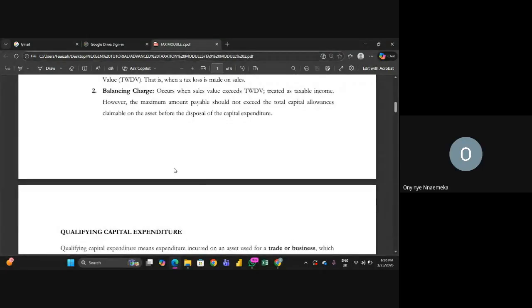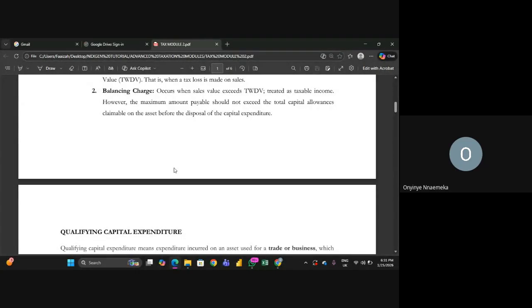Okay. So I said that the cost of the asset is 500,000. You bought the asset for 500,000 naira, right? And then you sold the asset. But when you sold the asset, the tax written down value of the asset is 250,000. Remember that tax written down value is cost minus the total capital allowance. Let's not use 250,000. Let's say the tax written down value is 200,000. You bought the asset for 500,000, tax written down value is 200,000. It means that you have claimed 300,000 naira as capital allowance before you sold the asset.